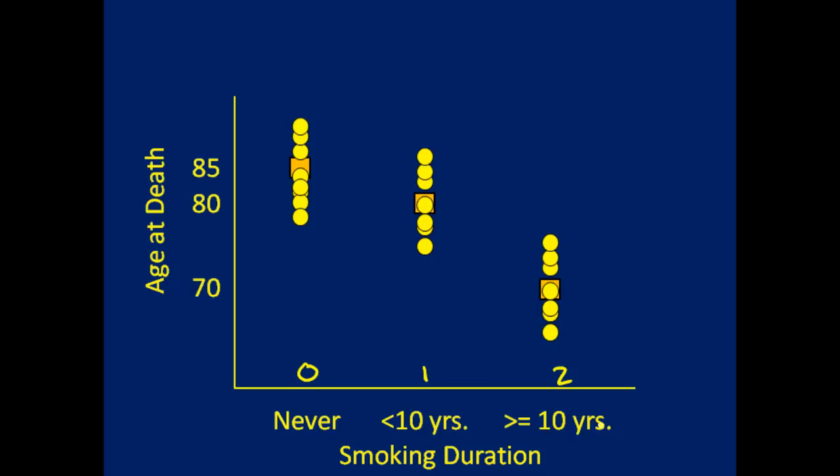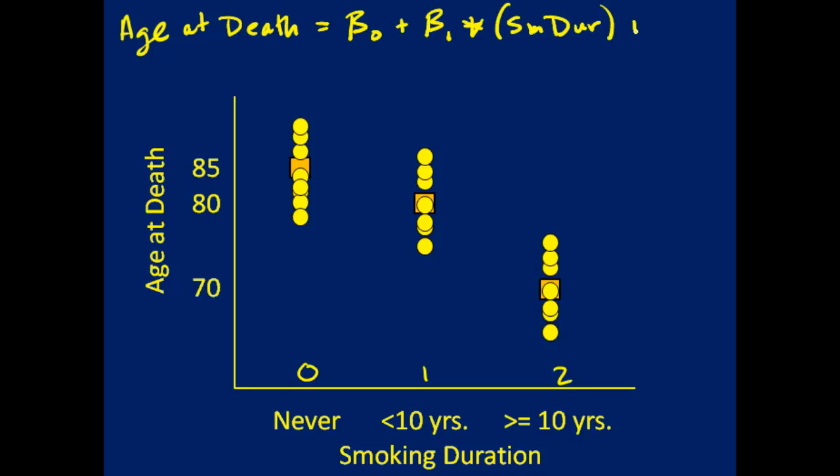Now, can we set up a model that just has the age at death equals beta naught plus smoking duration plus a random component? This kind of model is possible to set up. It would be a kind of model of a linear association between smoking duration and the age at death. But what we can see here is that the relationship is actually not linear. It looks like, for less than 10 years of smoking, the decrease in the average age at death is about 5 years. But for greater than or equal to 10 years, the drop in the average age at death is about 15 years.